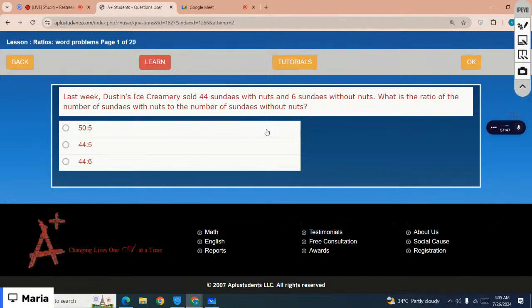So you need to find the ratio of the number of sundaes with nuts to without nuts, right? So 44 sundaes with nuts and 6 sundaes without nuts. So that is 44 ratio 6. The correct option is option number 3. Yes, that is 44 to 6. Option number 3 is the correct option. Very good.